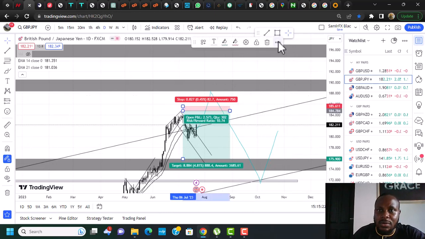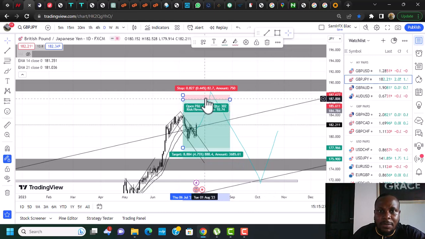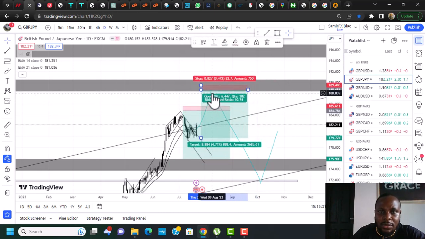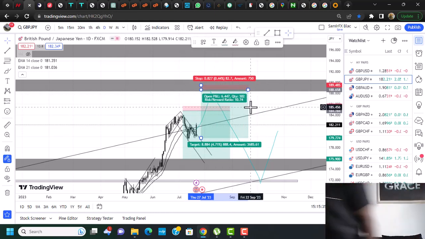Then looking at this other one, there's another potential where if the market actually moves to this position, which is this other top here. Sorry guys, just a minute. I have to take my call.